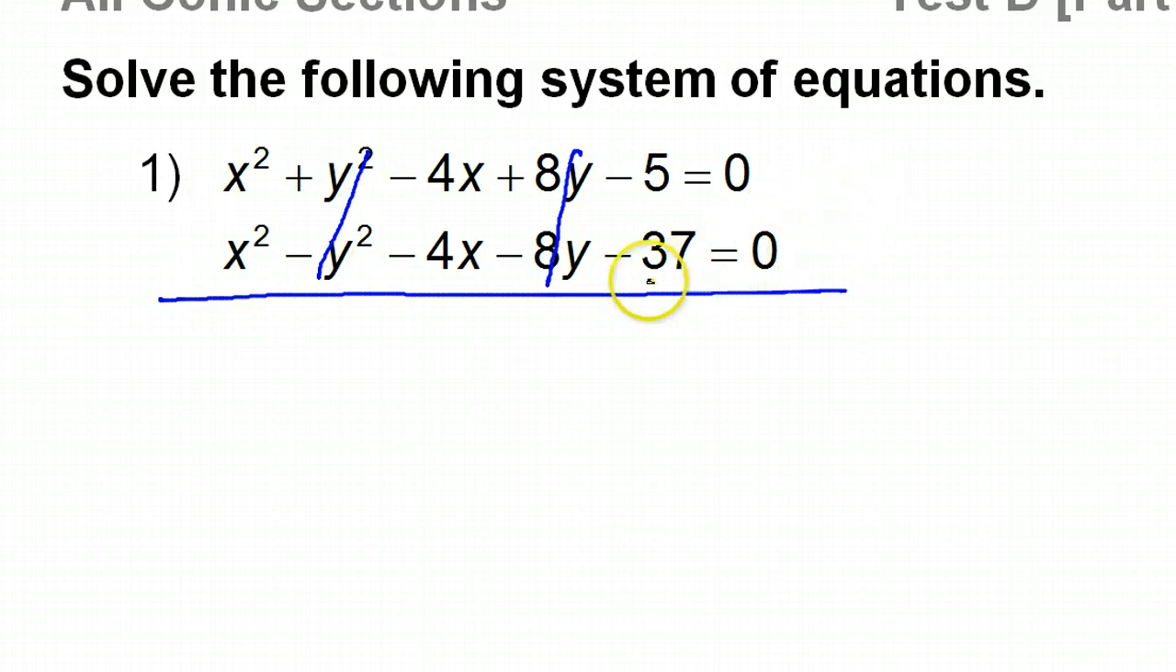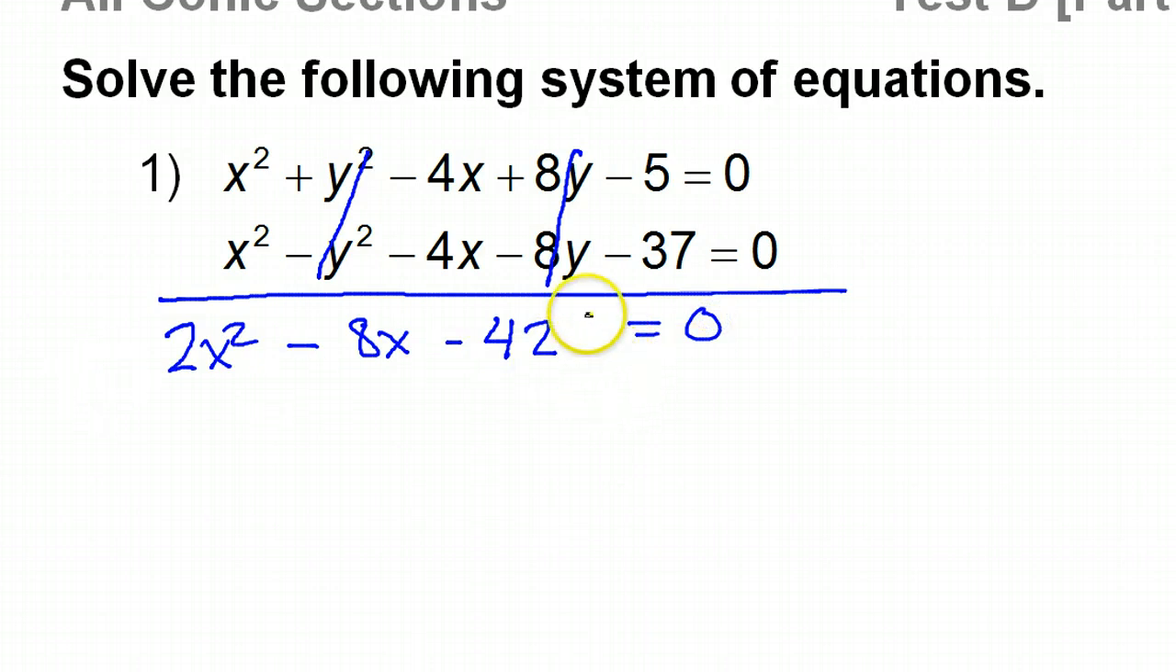So we could just do this and combine these into one equation. So 1x squared plus 1x squared would give you 2x squared. Those are gone. Negative 4 and negative 4 is negative 8x. Negative 5 and negative 37 is negative 42. And that's all equal to 0. So this is another way of approaching the same problem. Okay, so now we only have one variable. That was important. So let's solve this.